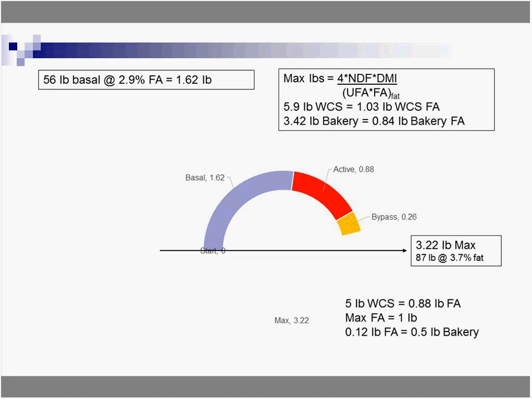5 pounds of whole cottonseed is 0.88 pounds of fatty acids. The limit is 1 pound of fatty acids from whole cottonseed, but I'm only feeding 0.88 pounds. So that leaves a 0.12 difference I can make up with bakery waste. So the 2 pounds of bakery waste fatty acids translates into half a pound. And we started at half a pound, and they did well. Eventually increased it to 3/4 pound. I wanted a little bit better, and we stopped at that point.